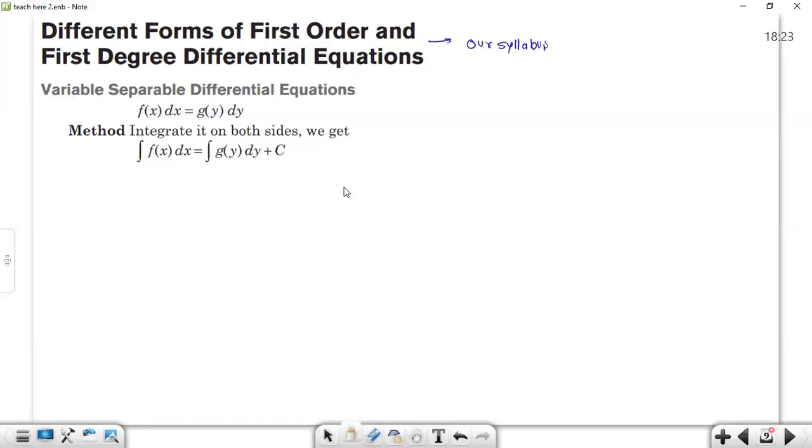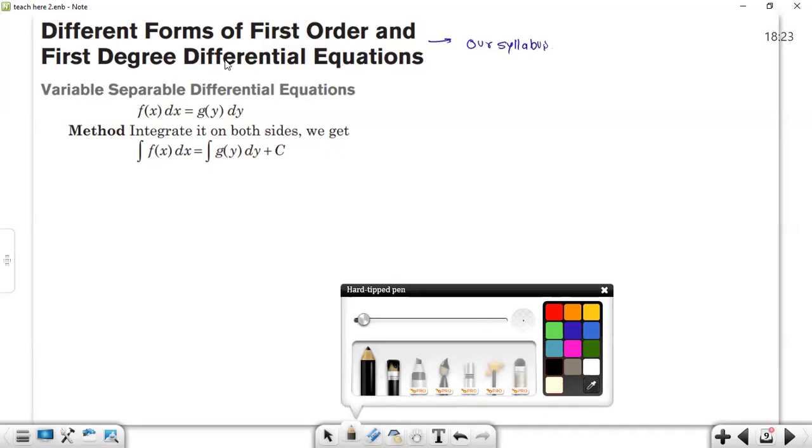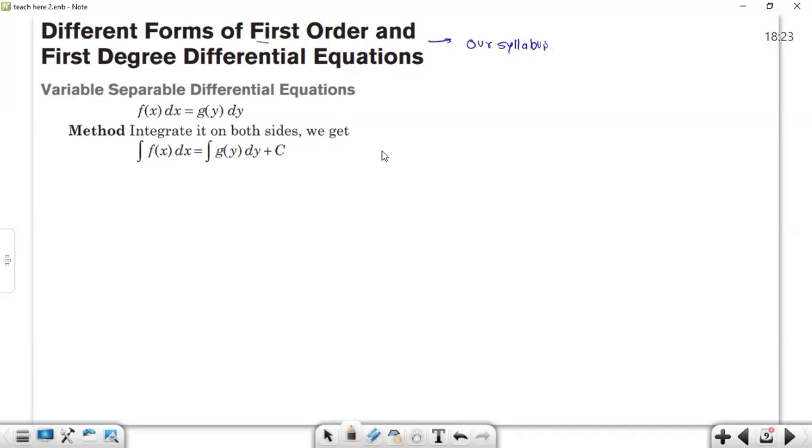Different forms of first order and first degree differential equations, and we have to discuss this only as per our UPSC and DA syllabus. The first method is, if we have a differential equation in which we can separate the variables, meaning we can write all the terms of x with dx and all the terms of y with dy, then we can simply integrate on both sides and solve further.